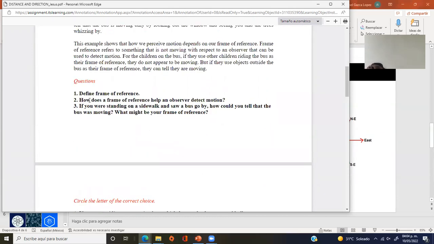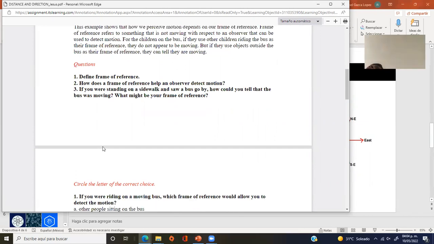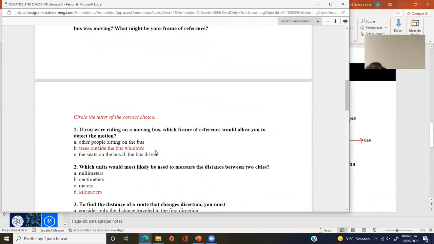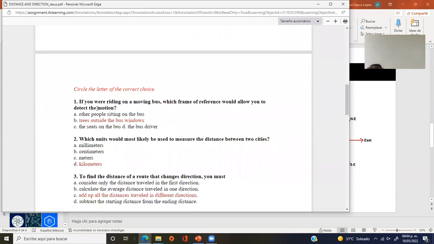Questions. Define frame of reference. How does a frame of reference help an observer detect motion? If you were standing on a sidewalk and saw a bus go by, how could you tell that the bus is moving? What might be your frame of reference? Circle the letter of the correct choice. If you were riding on a bus, which frame of reference will allow you to detect the motion? Trees outside the bus windows.